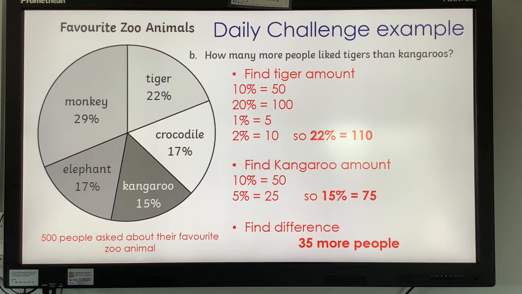Remember, the easiest way for this, if you're struggling, is find your 10% by dividing by 10, find your 1% by dividing by 100, or find your 5% by dividing by 10 and halving it.